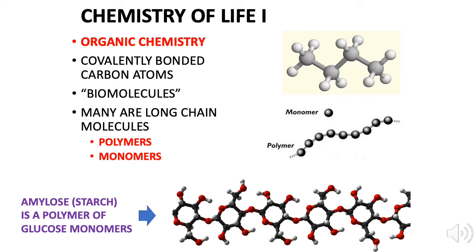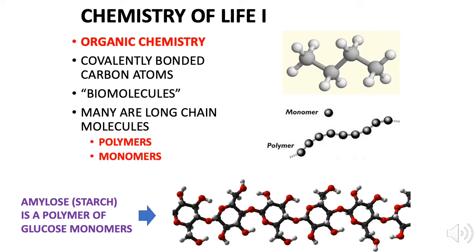Now, many of the organic compounds that we find in organisms are polymers, or long chain molecules, made up of individual units called monomers. Not all of them, but many of the carbohydrates and definitely the proteins and definitely nucleic acids qualify as polymers. So please remember, a polymer is a long chain molecule composed of repeating units, and each individual unit is called a monomer.